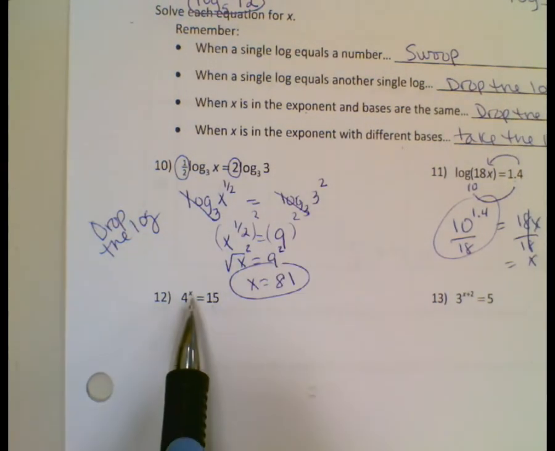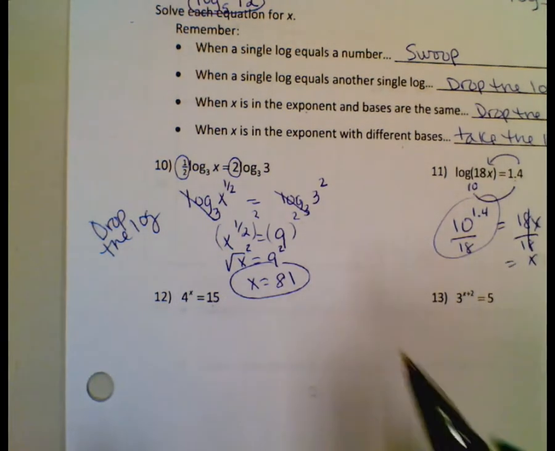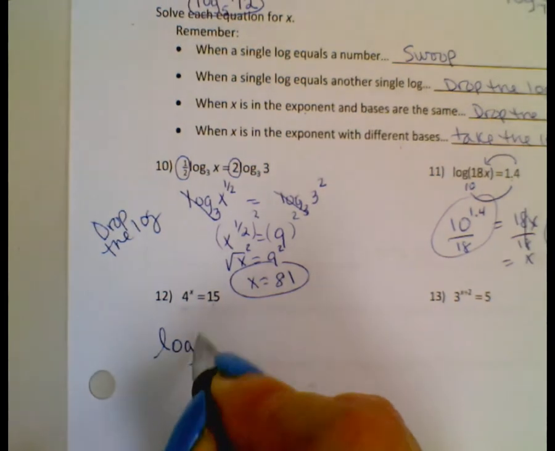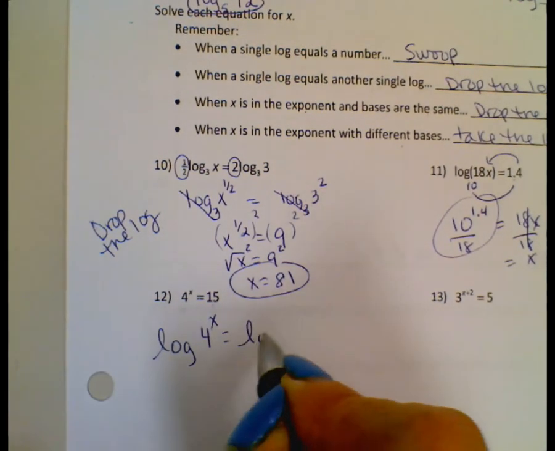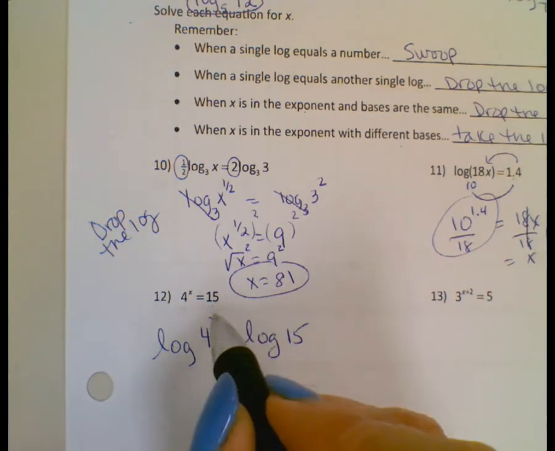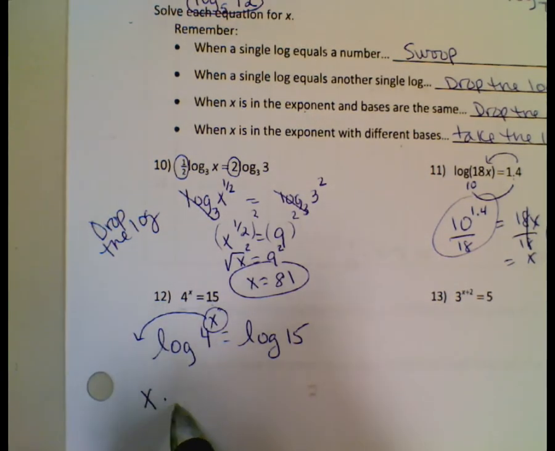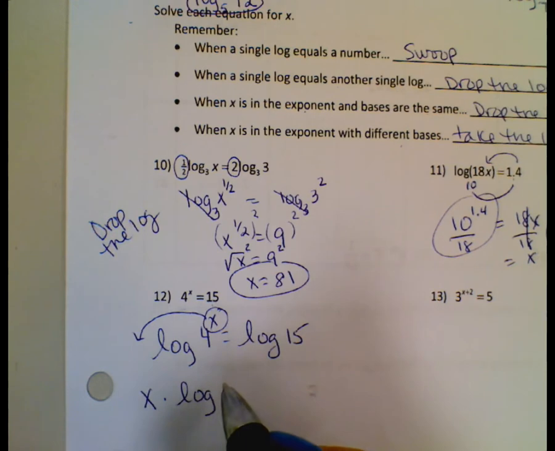with different bases, you should take the log or natural log of each side. So we're going to take the log of each side. Now, remember, we're solving for x, but right now x is an exponent. So how can we get the x not to be an exponent? We bring it out front. That's called the power property.